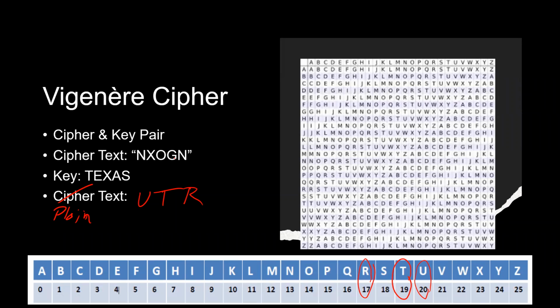Let's see, G, A. So we'll start with G. And since A is 0, we'll stay there. So you kind of understand where it's going. And then N is with S. S is 18, so 1, 2, 3, 4, 5, 6, 7, 8, 9, 10, 11, 12, 15, 16, 17, 18. There we go. UTRGB is our plain text. And this is how the Vigenere cipher works.